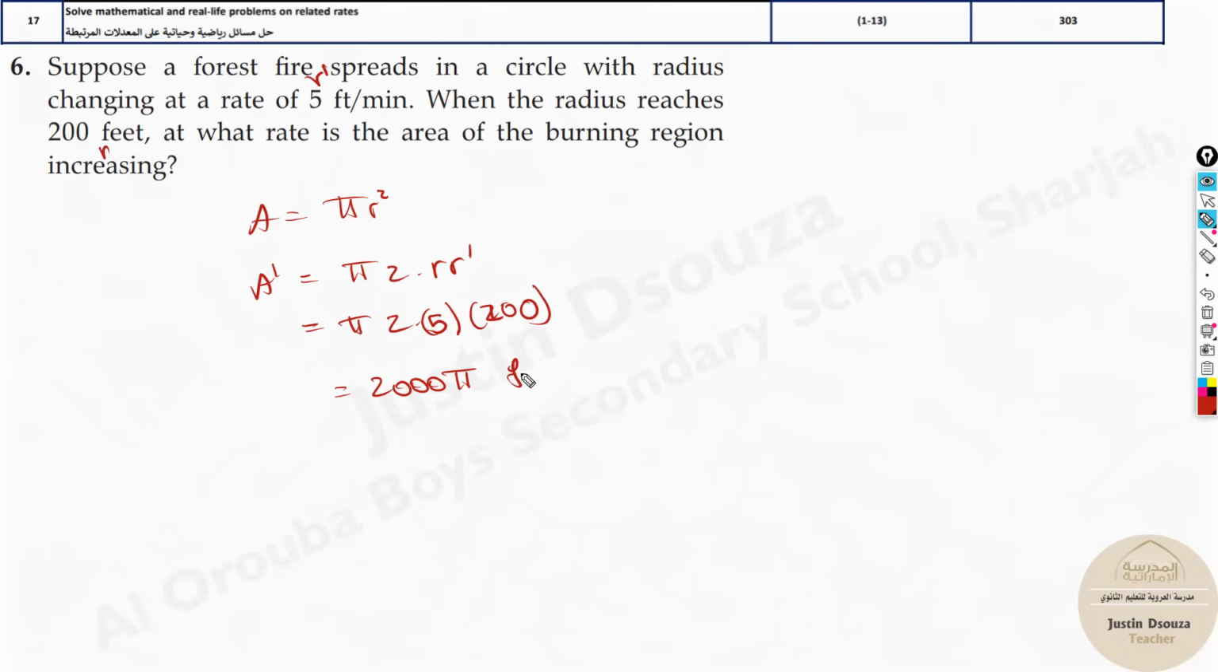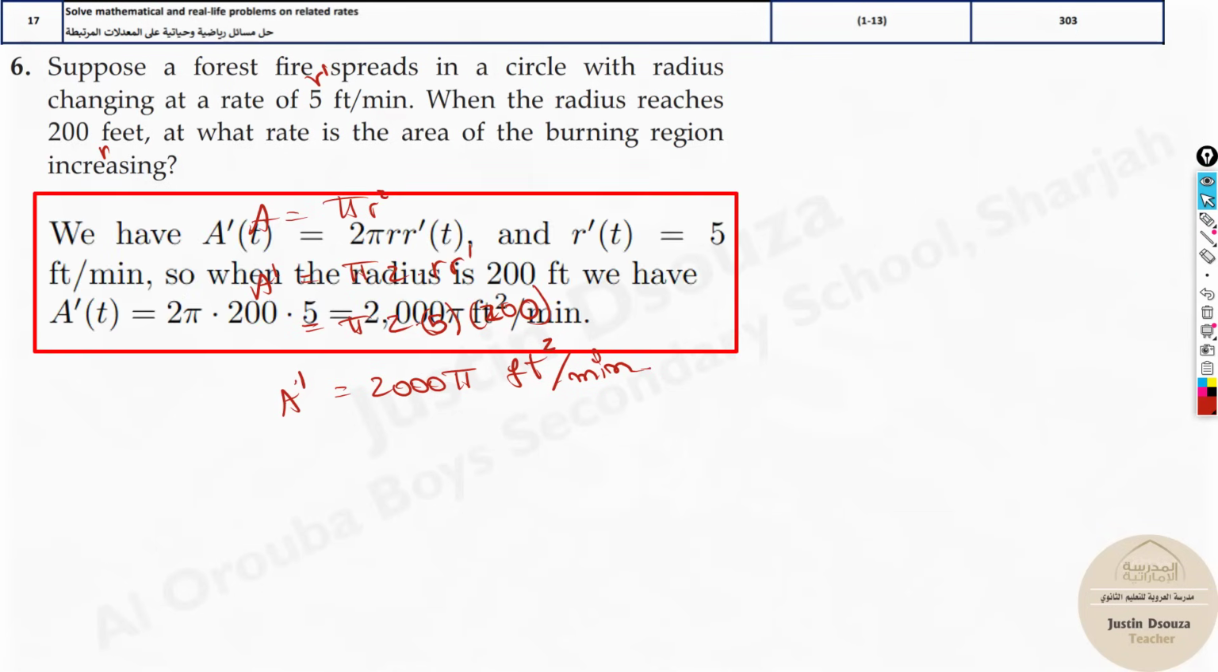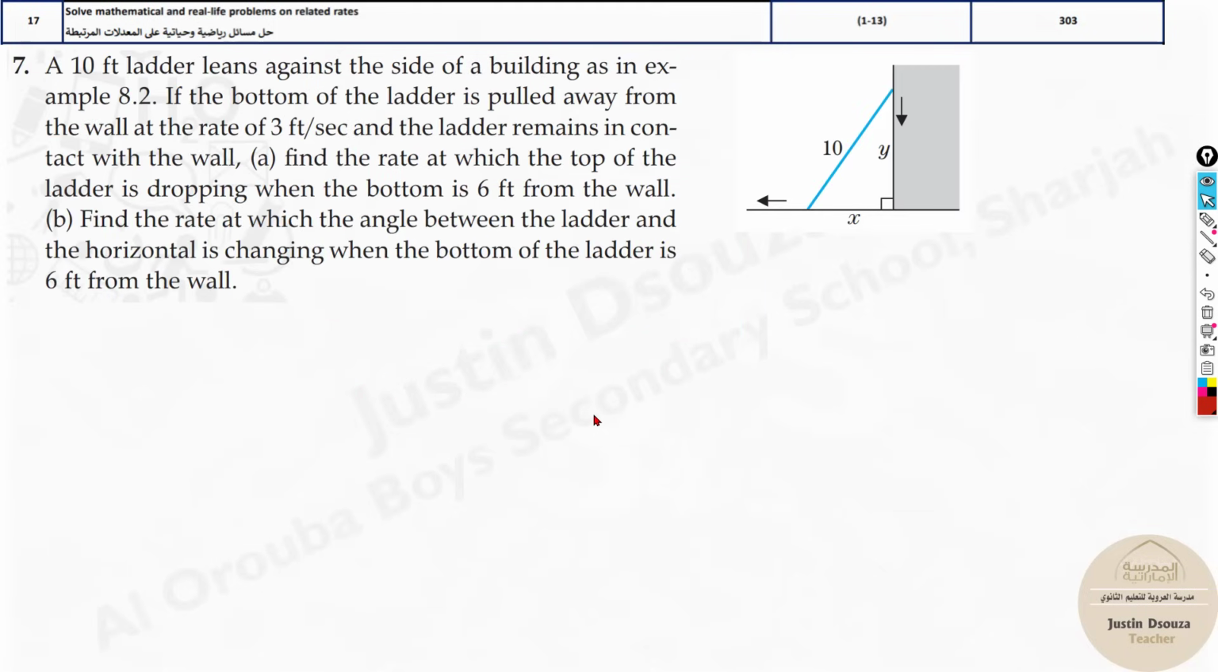2000 pi, what is the unit? It's in terms of feet, so it'll be feet square for area, and for the rate of area, feet square per minute. So what is happening? Every minute the area is increasing by 2000 pi feet square. This is how we can solve it, and you can see it's the same thing over here. It's a very simple one.